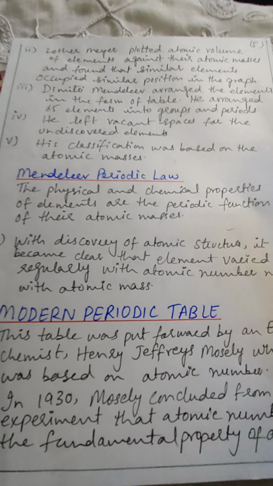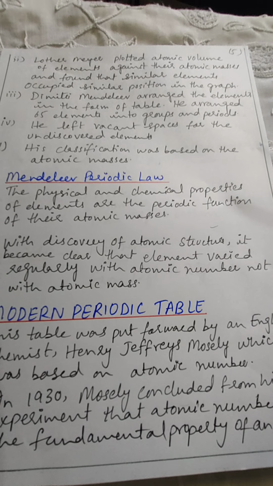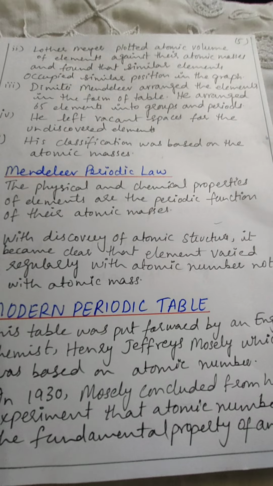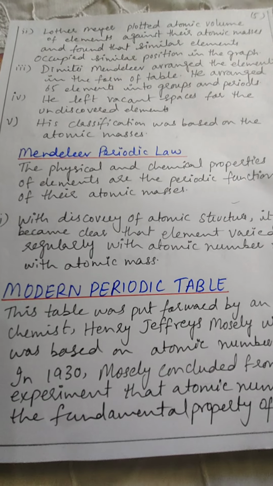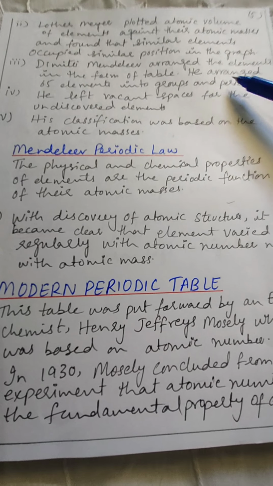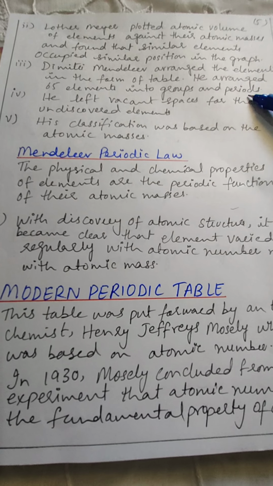Lothar Meyer plotted the atomic volume of elements against their atomic masses and found that similar elements occupied similar positions in the graph. While Mendeleev arranged the elements in the form of a table, he arranged 65 elements into groups and periods. Before, we already discussed the definition of groups and periods.